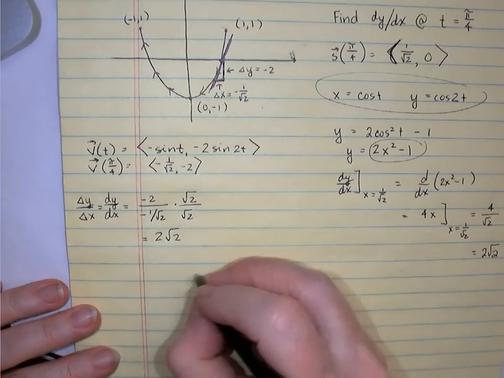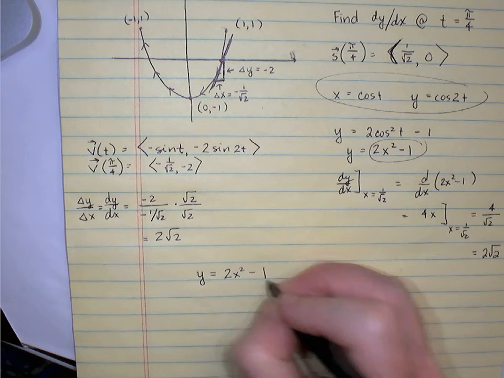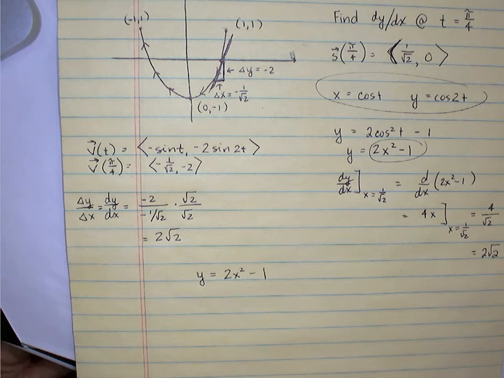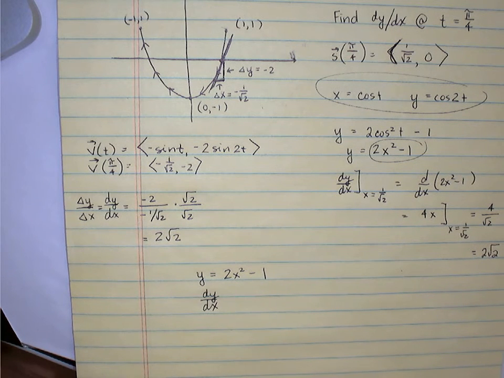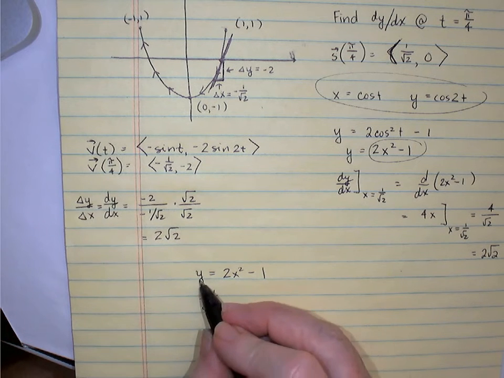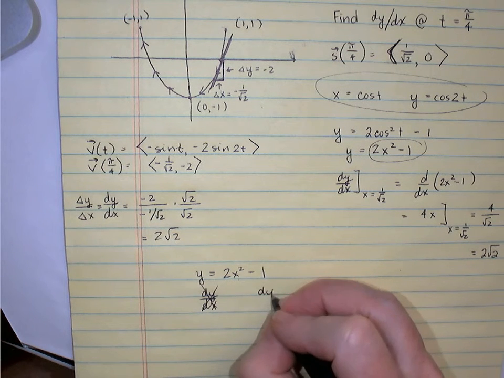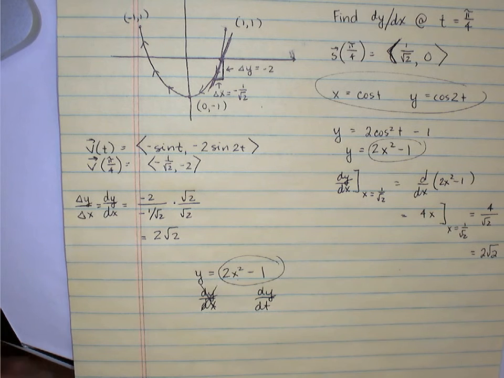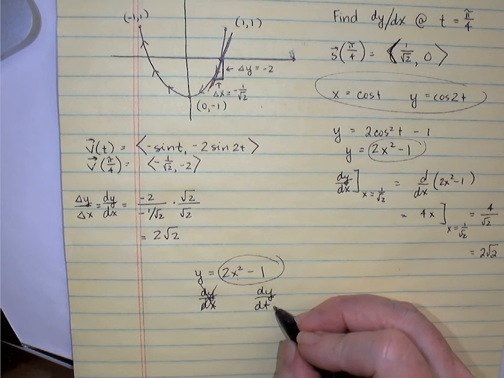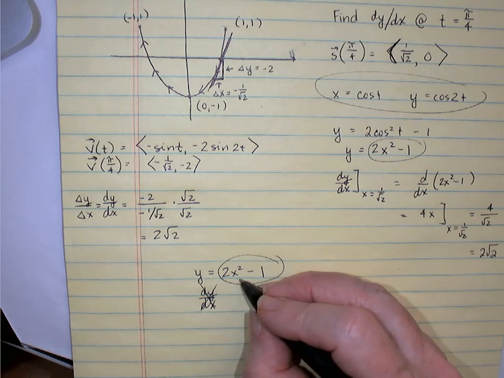I'm going to go back to when we rewrote this as y equals 2x squared minus 1. And what I found was dy/dx. It seemed perfectly reasonable because it's written in terms of x. But suppose I wanted to find dy/dt. And this goes back to the chain rule. You would very reasonably look at this and say, that's kind of crazy. We don't even have a t in there. And the only way that this makes sense is if x is some function of t.